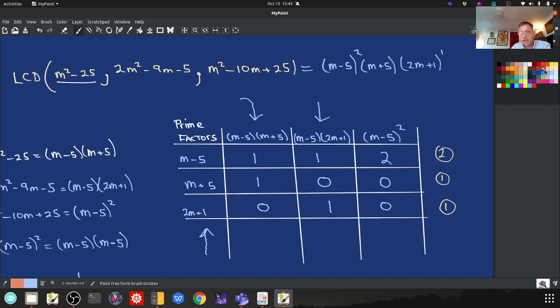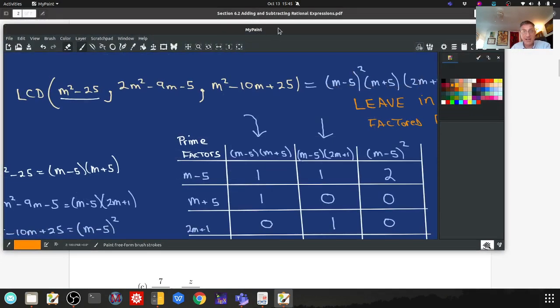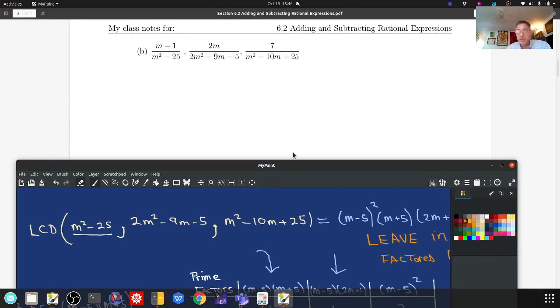So here is a big thing: leave it in factored form, always. So you do all of this work to factor something. You want to take full advantage of all of that work. So you leave everything in factored form, and there's no reason to write a power of 1. So you can see this is going to require a bit of practice.